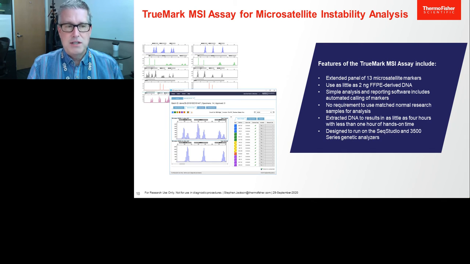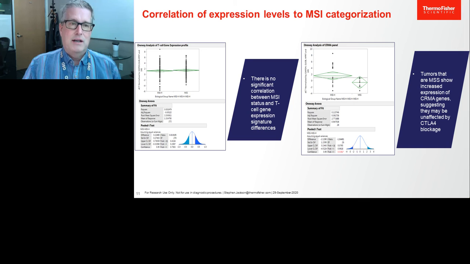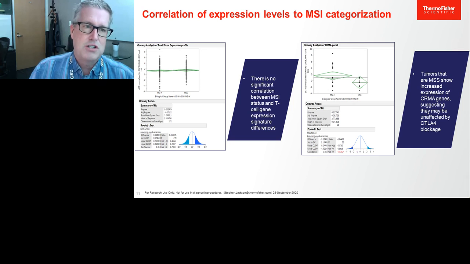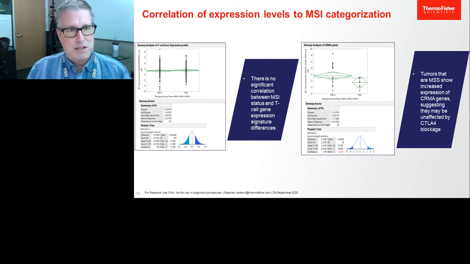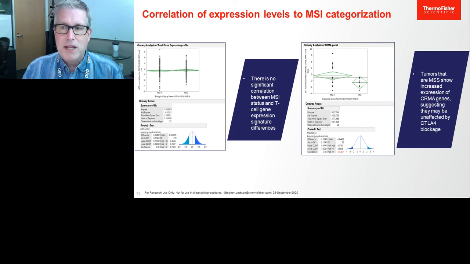And so we use this assay to differentiate microsatellite stable from microsatellite unstable tumor samples here. When we look at the T cell inflammation gene expression signature in microsatellite high versus microsatellite stable samples, we don't see a difference in expression of that particular signature. But when we look at the signature of the CRMA genes, we do see a difference. In the microsatellite unstable samples, we see a lower expression of the CRMA genes, whereas in the microsatellite stable tumors, there is an upregulation of this set of CRMA genes.